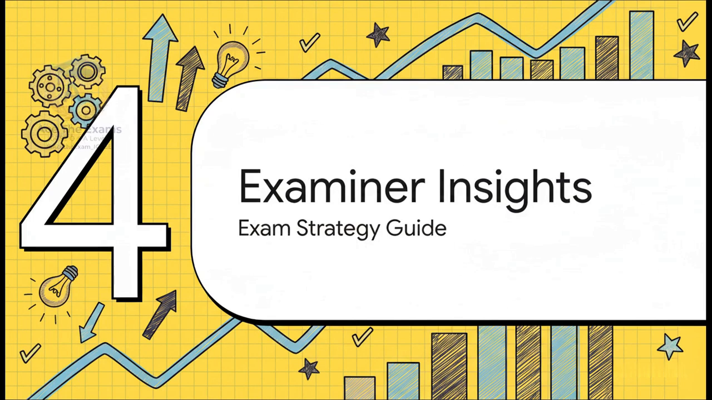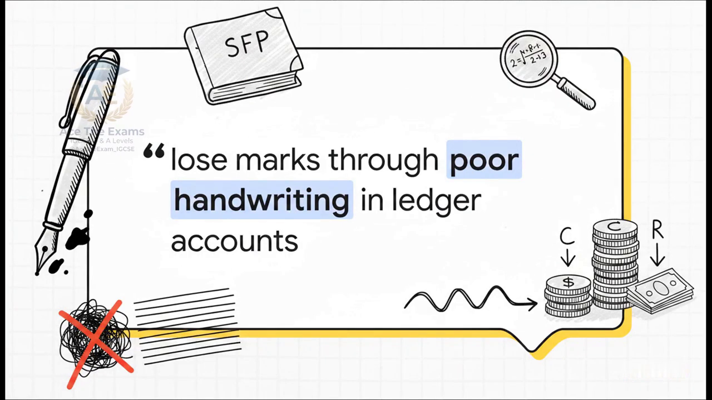Section 4. Top Examiner Insights, the Exam Strategy Guide. I need you to listen to this direct, emphatic warning straight from the 2024 and 2025 Principal Examiner reports. Quote, "students often lose marks through poor handwriting in ledger accounts and the failure to distinguish between revenue and capital items." I know it sounds almost too basic, but please do not let your brilliant accounting logic get totally ruined just because the examiner literally cannot read your numbers. Simple, pristine presentation, along with really strict categorization, are the ultimate safeguards for protecting your final grade.